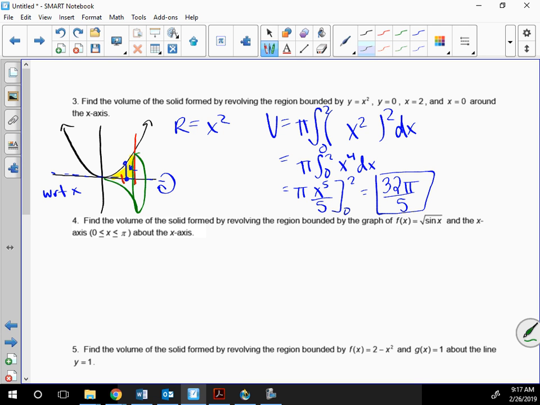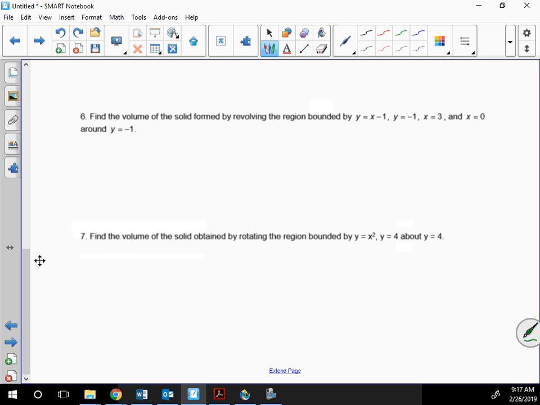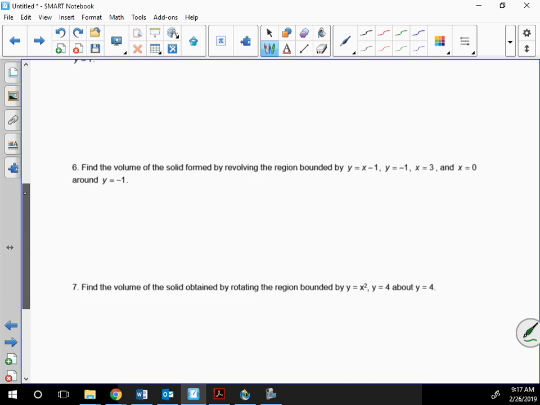Other questions with this? Okay. So as you can see, it's not always just a nice parabola or line. We do bring in other graphs like square root, sine x. We could have natural logs and exponentials. I want to take a look at one where we're not going around the x-axis. So let's go, I think number 5 I want. Yeah, let's do number 5.